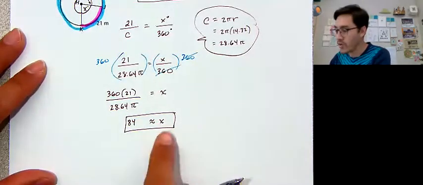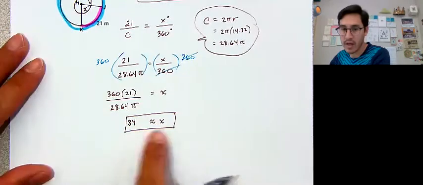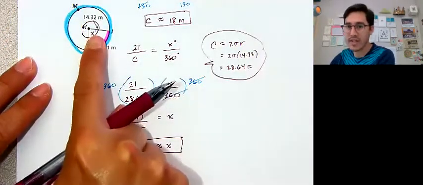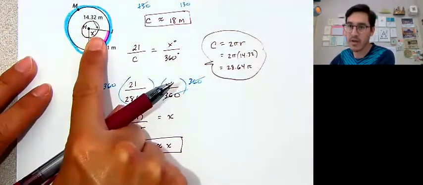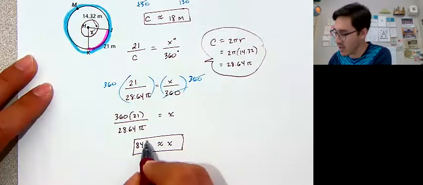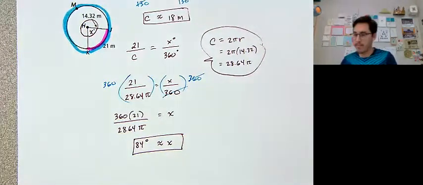Now, what units does this answer have? X, remember, was a central angle, and angles have units of degrees. So this is going to be 84 degrees.